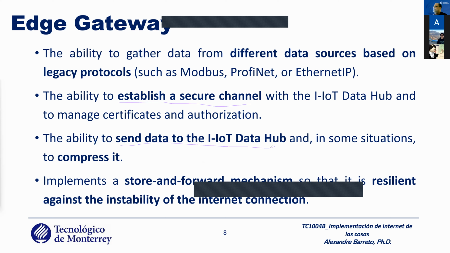Send data to the hub, I already said. Store and forward, okay? And it's very important because when you have instability in the internet connection, you don't lose messages because you store locally and forward the message. If you didn't receive, for example, any confirmation, you can send again.